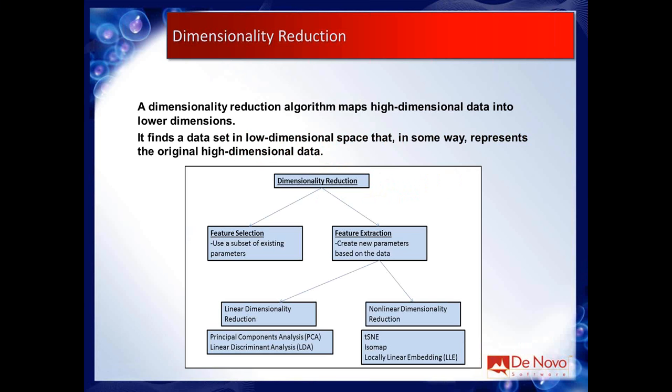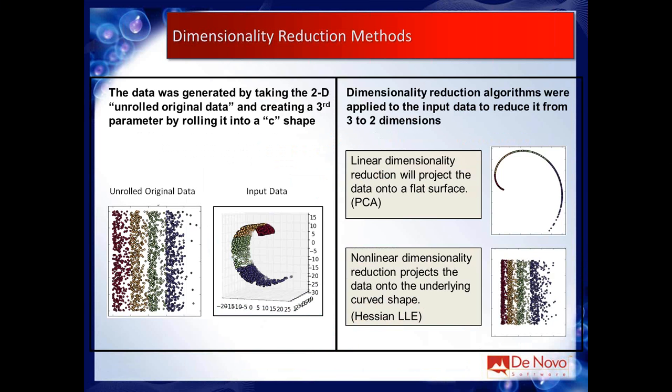We've got two major fields, linear dimensionality reduction and nonlinear dimensionality reduction. Here's a little example to illustrate what I'm talking about. I've taken this data that is all the way here on the left. You can see there are actually 4 stripes of data that are somewhat separated by space. This is two-dimensional data right here. And I've basically pretended it's on a piece of paper and rolled it into a C shape. So now I've artificially created a third dimension by just rolling this up into a C.